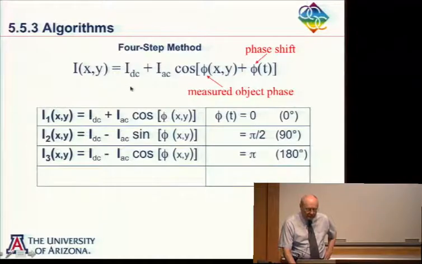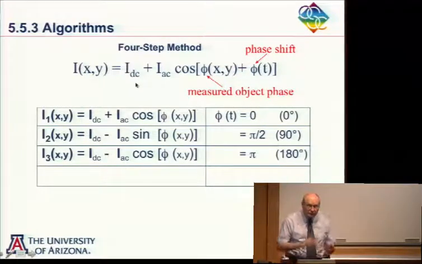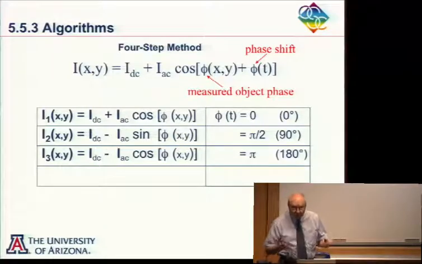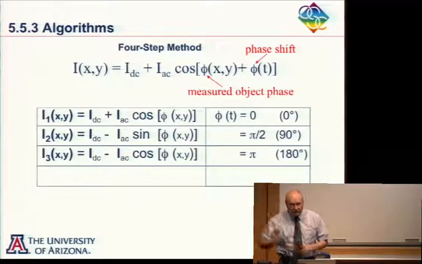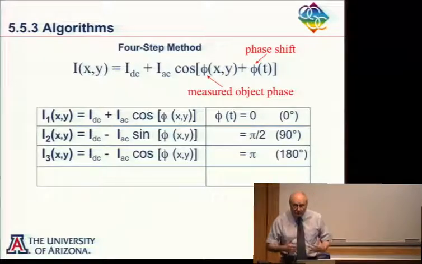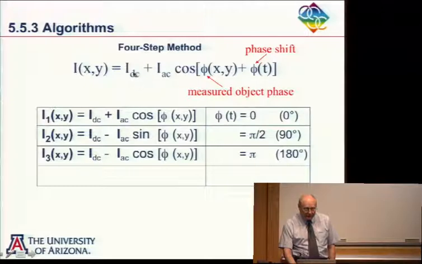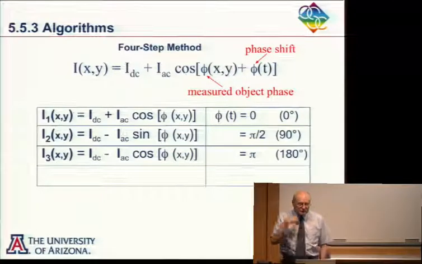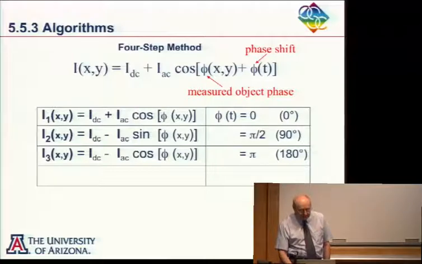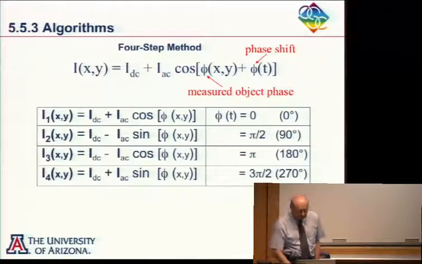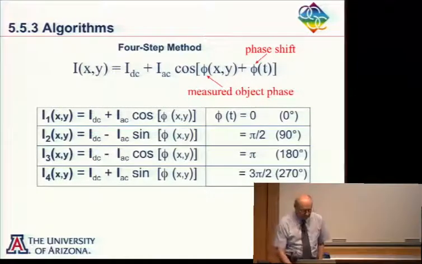And I really could stop at this point, because we have three unknowns. As I said before, we have the intensity of the reference beam, the intensity of the test beam, and the phase difference between the two. In this equation, we have I sub dc and I sub ac, and the phase unknown. I'm claiming I know what the phase shift is. We'll worry about that in a little bit. But I like the number 4, so I'm going to do another one here, and maybe in a little bit I'll tell you why I like 4 better than 3.